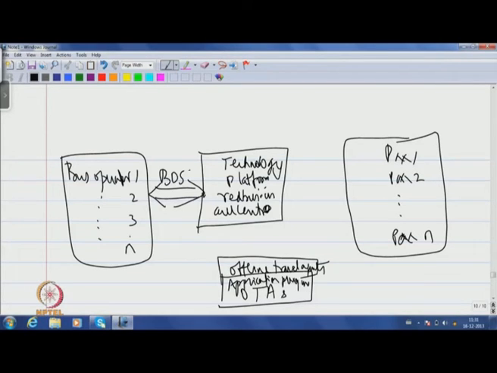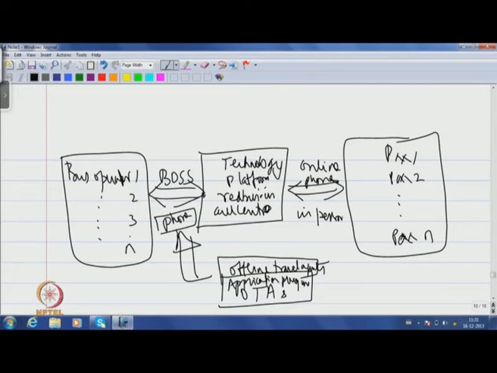And this was through BOSS, and for offline you could also capture through phone and put it in the central database. And for the passengers, they could get the information online from the technology platform, or they could call over the phone and get the ticketing done through call centers, or they could visit the franchise outlets in person, who will in turn get connected to the technology platform and get the ticketing done.